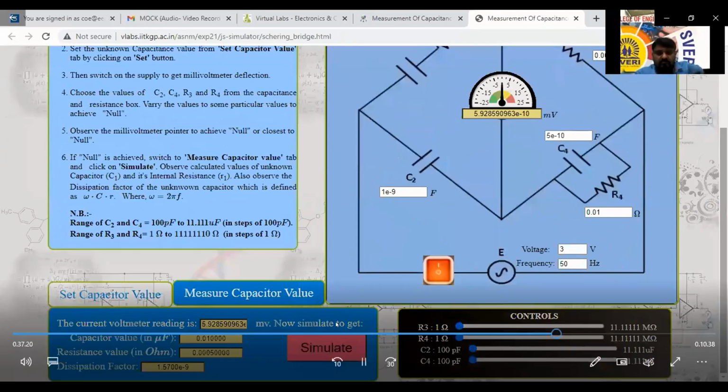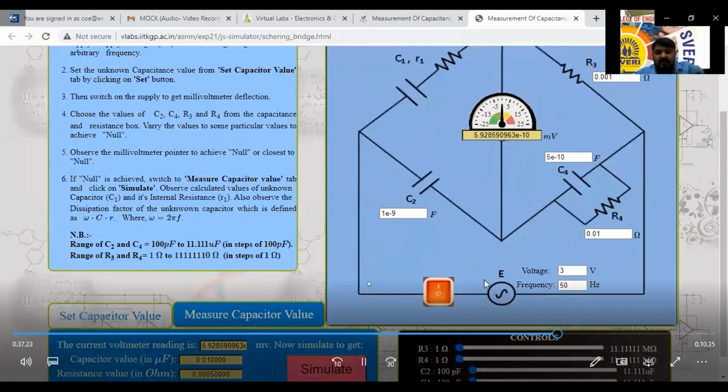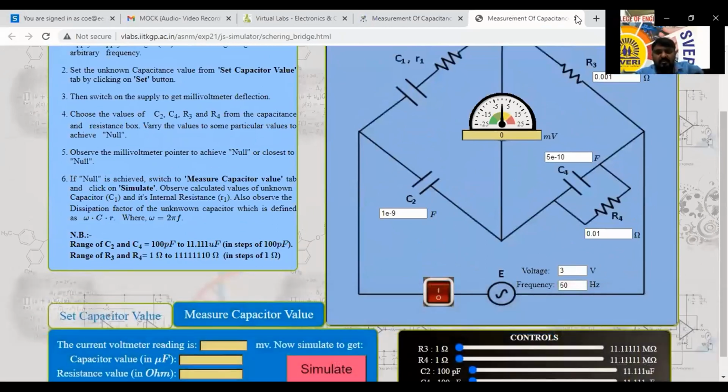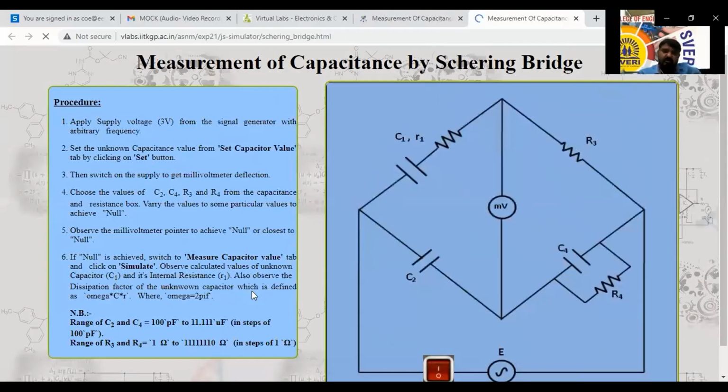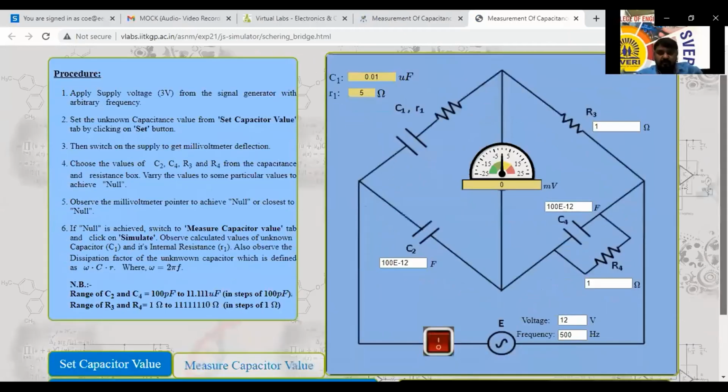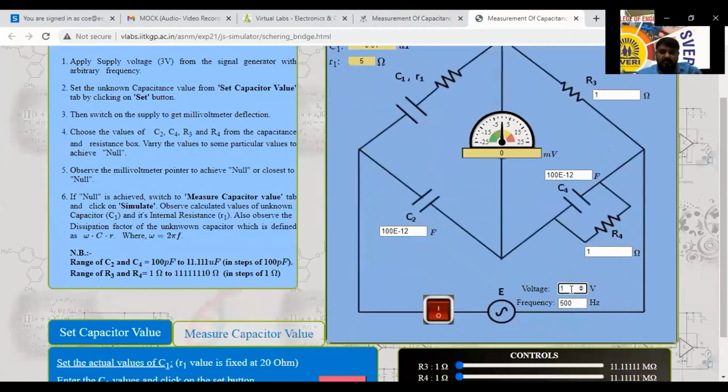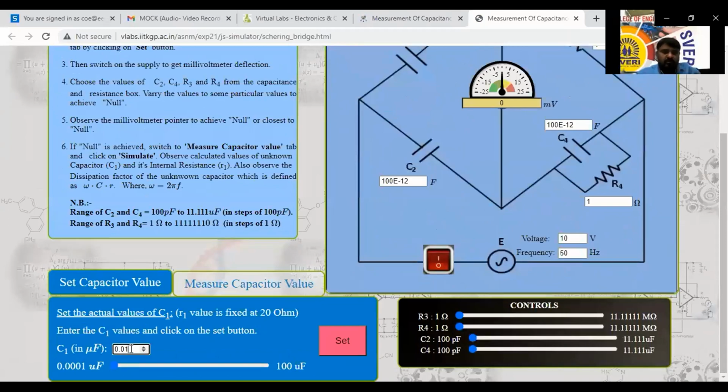We'll do that one. For another reading, we'll start again. I will take the simulator once again and set another voltage value. Instead of 3 volts, I will take 10 volts. And the capacitor value I will set to 0.015. Can I set this one? Yes, sir. Okay, I have set it this way.